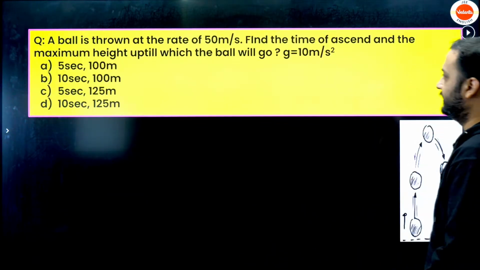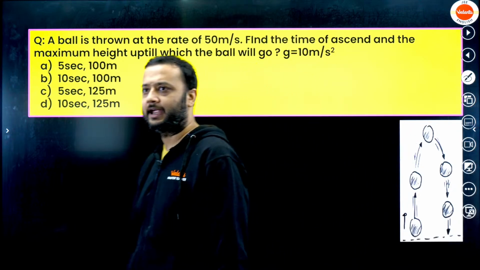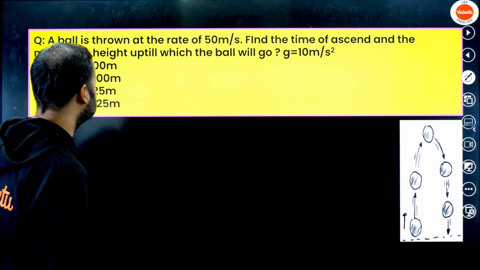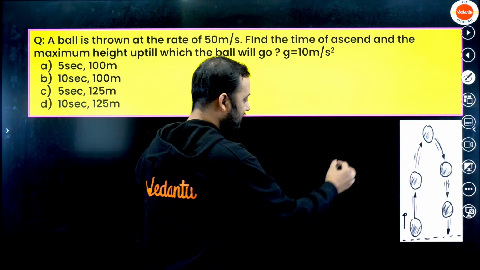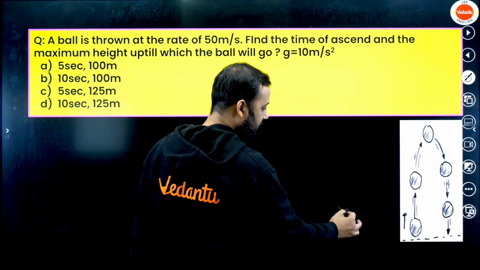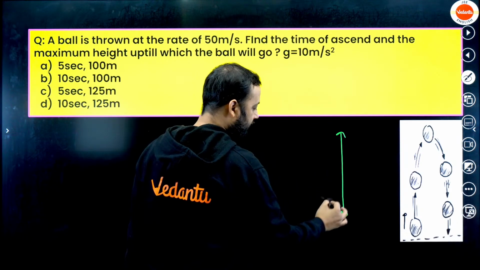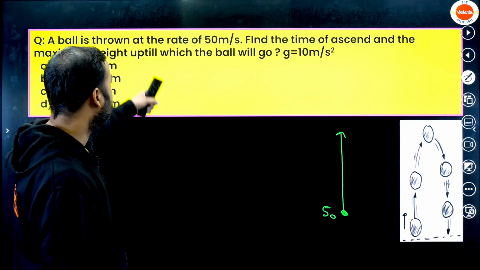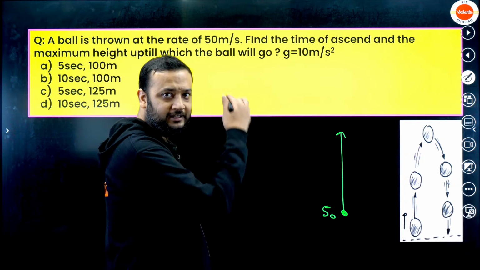A ball is thrown at 50 meter per second. Find the time of ascent and the maximum height up to which the ball will go. So basically, you are throwing a ball from the bottom at the rate of 50 meter per second, and you have to find the time of ascent and how high the ball will go.